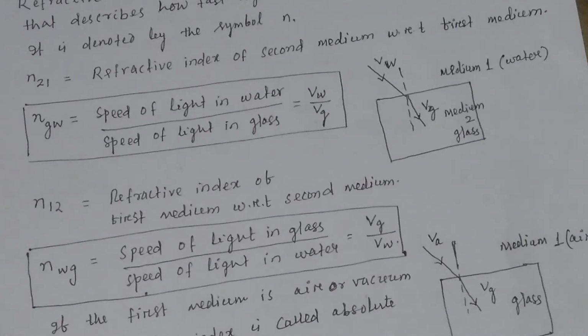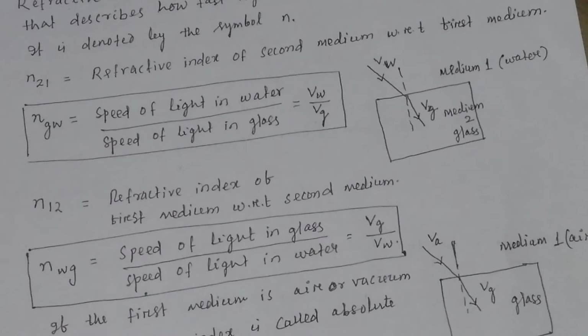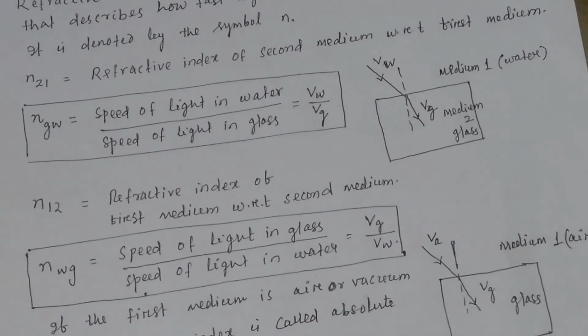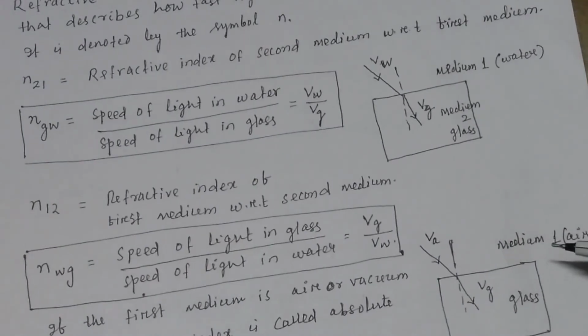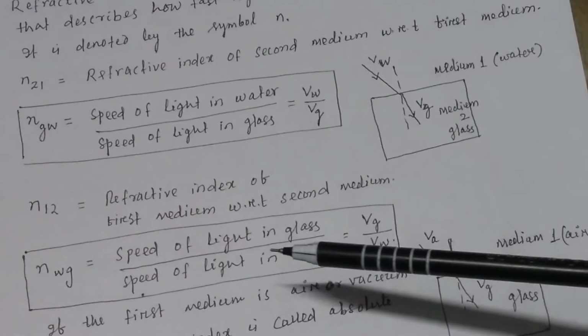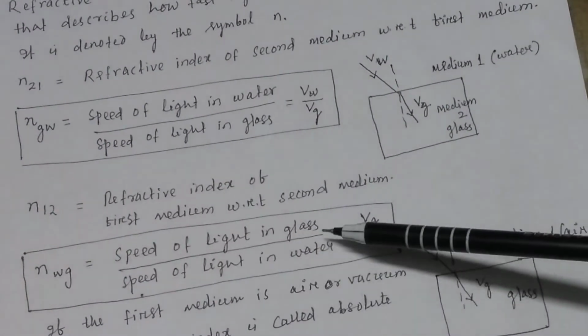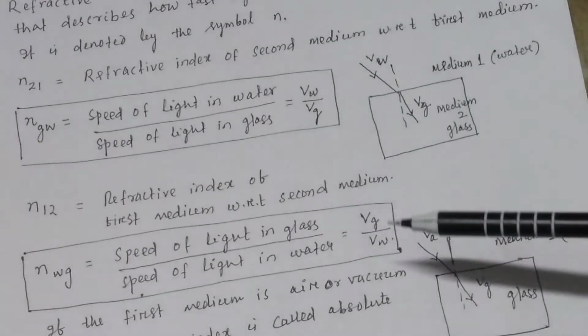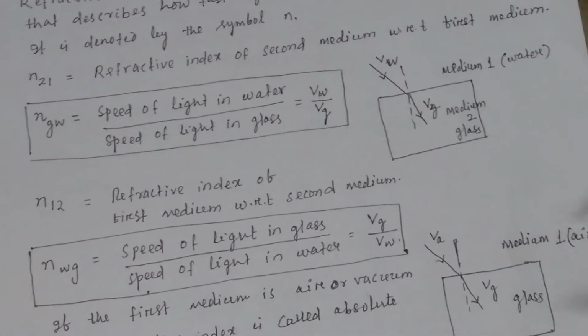that is equal to Vw divided by Vg. If I write n12, then it is called refractive index of first medium with respect to the second medium. If I write nWG, first medium with respect to second medium, that is speed of light in glass divided by speed of light in water, Vg divided by Vw.